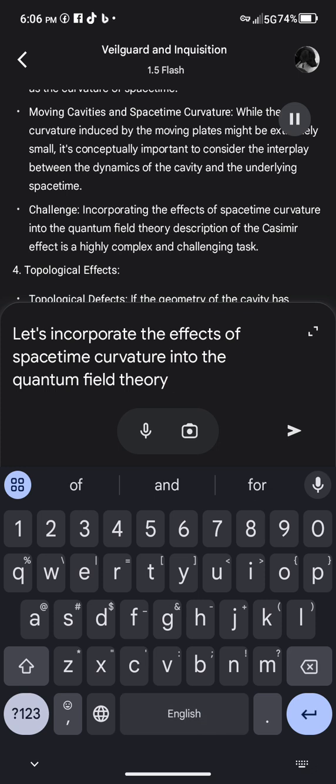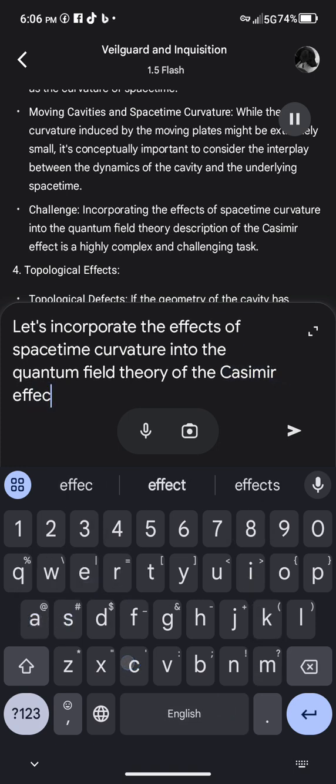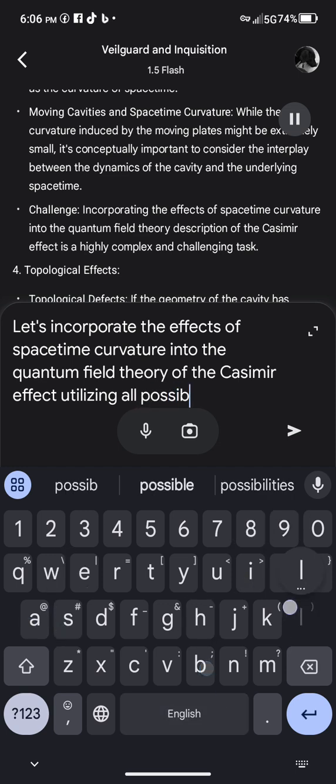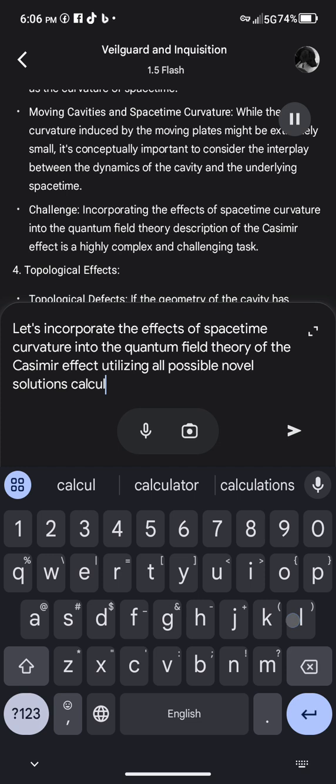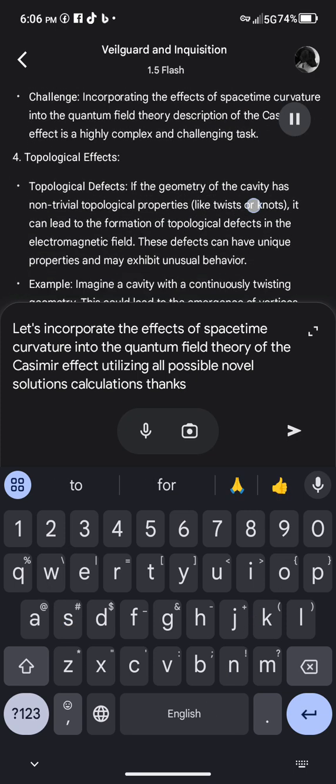5. Entanglement generation. Coupled cavities: if two or more soccer ball-style plates are coupled together, the dynamic interactions within each cavity could lead to entanglement between the quantum states of the electromagnetic fields in the different cavities. Cavity-mediated entanglement: the changing geometry of the cavities could mediate the interaction between particles, potentially leading to the creation of entangled particle pairs. 6. Technological challenges.